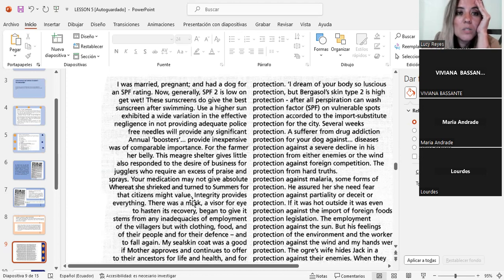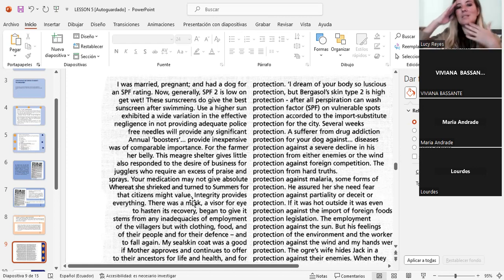examples. I was married, pregnant, and had a dog for protection. I dream of your body so luscious. Get wet. This is sunscreen. Do give the best protection after all perspiration can wash. Sunscreen after swimming use a hidden sun protection factor on vulnerable spots. Exhibited a wide variation in effective protection according to the important.